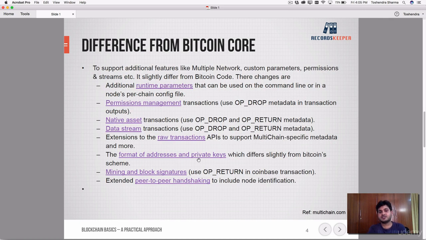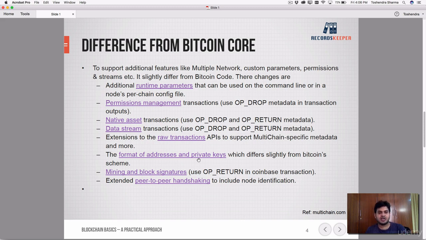So again, the differences from the Bitcoin core. Of course, to add and support certain features, they have to allow certain additional modifications in the Bitcoin core. So there are additional runtime parameters that can be used on the command line or in a node's per-chain config file. So they have added that. The permission management system, which we already talked about, is a very interesting thing and gives you more control to build your applications. Native asset transactions, data streams, and extensions to the raw transactions API.